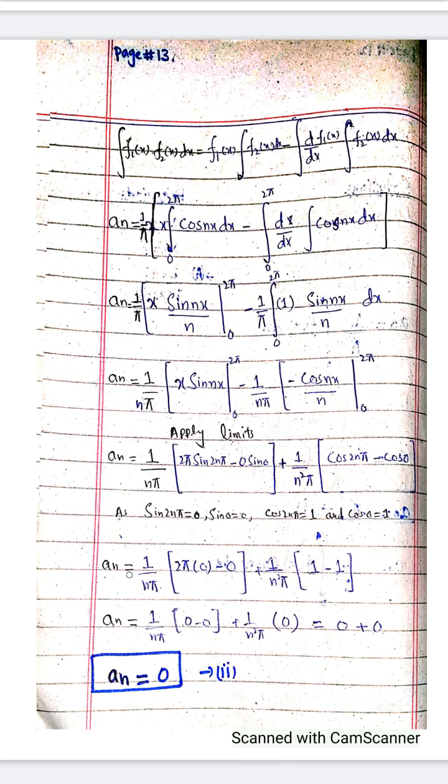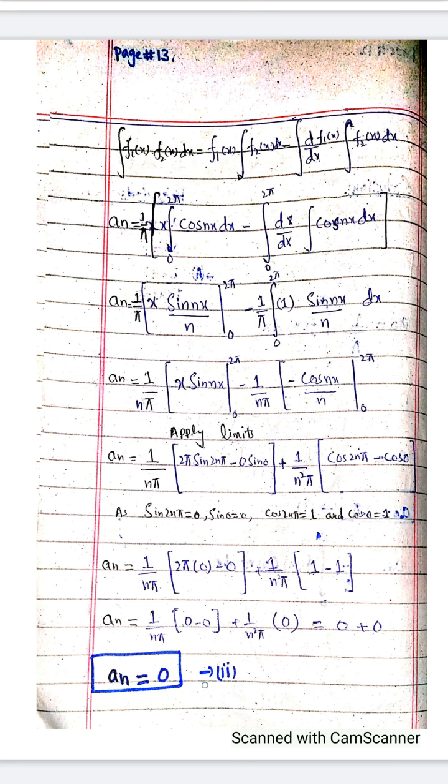So an is equal to 1 over n pi, 2 pi sin 2n pi is equal to 0, so we will put 0, and sin 0 is also 0, plus 1 over n square pi, cos 2n pi is equal to 1, so 1 minus 1, cos 0 is also 1. So now an is equal to 1 over n pi, 0 minus 0 plus 1 over n square pi, this 1 minus 1 is also equal to 0, so 0 plus 0, an is equal to 0. This is my second equation.